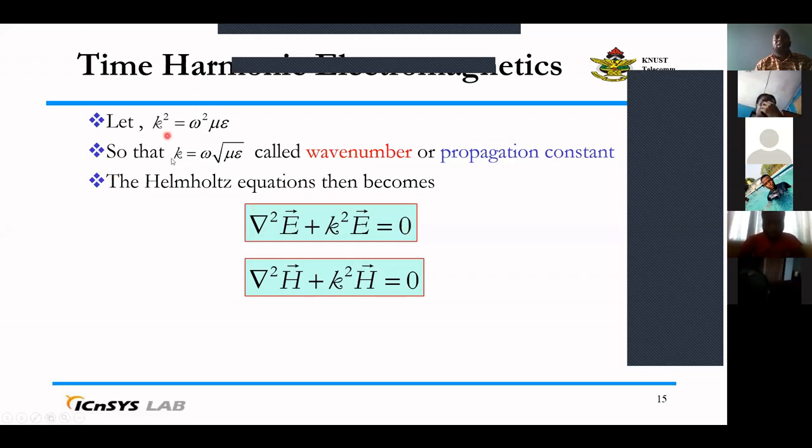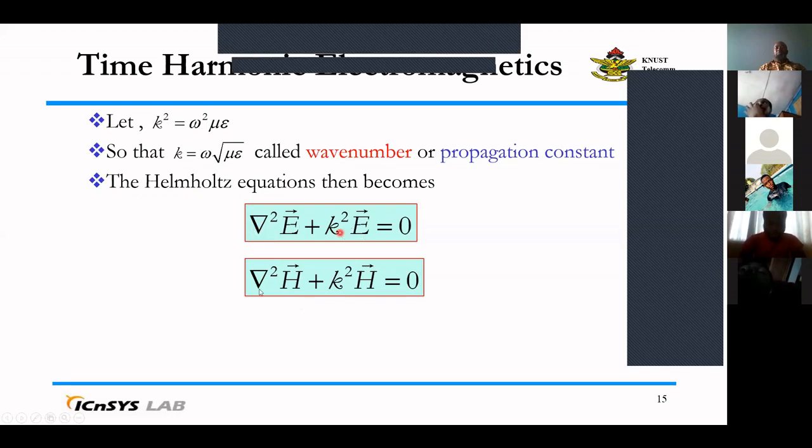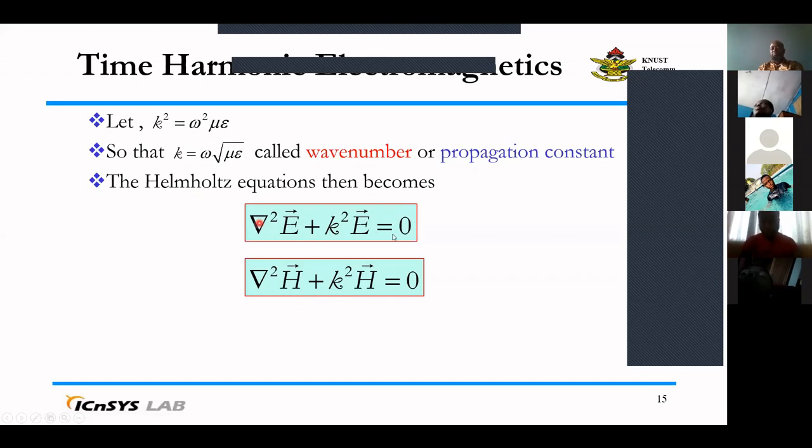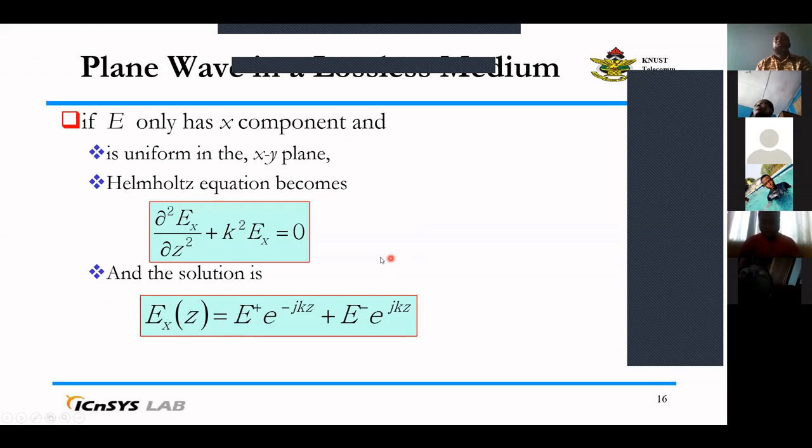So another name for the wave equation, if we put k in place of omega squared mu epsilon, so we have k squared here, is called the Helmholtz equation. So we can either call it the propagation equation, the wave equation, or the Helmholtz equation. And so the two Helmholtz equations are del squared E plus k squared E equals 0, and then del squared H plus k squared H equals 0. Now, if you remember the expression that represents del, and therefore del squared, then you know that this is what? A differential equation.